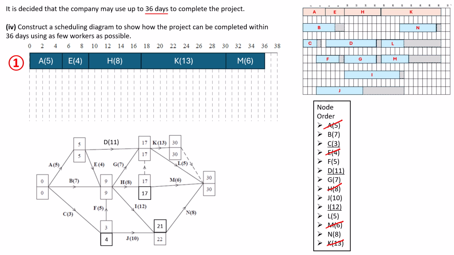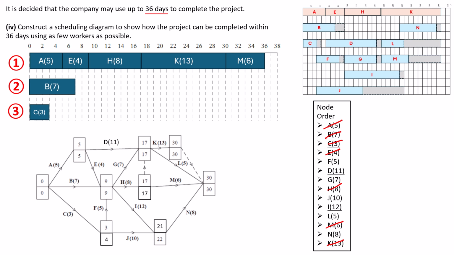So now I'm going to work with a second worker. And for the second worker, I'm going to start them off with B, because that has to be done along the same time as A. And then I'll probably need a third worker at least, and I'm going to put C in there. So that gets rid of my first group.